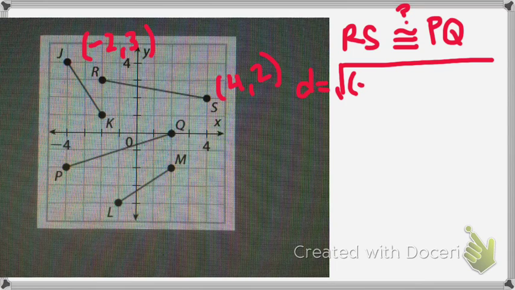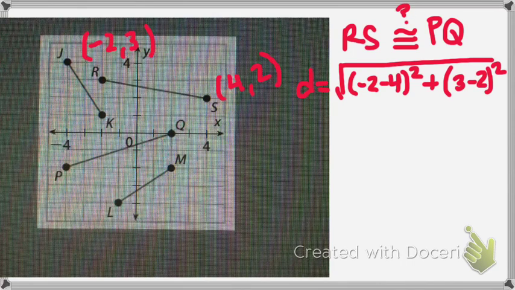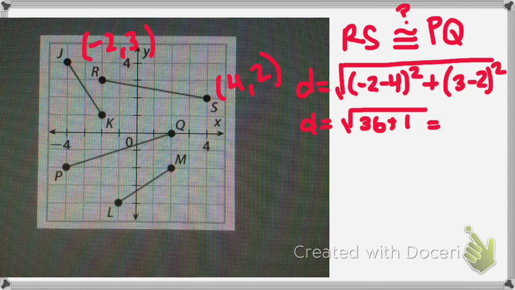Okay, I'm going to get -2, take away 4, square it, and then for my y values I'm going to get 3, take away 2, square that. Okay, so when I do this, when I subtract the x's, I get -6, and -6 squared is going to give me 36. And when I subtract the y's, I'm going to get 1, and 1 squared gives me 1. So the distance here is going to give me the square root of 37.